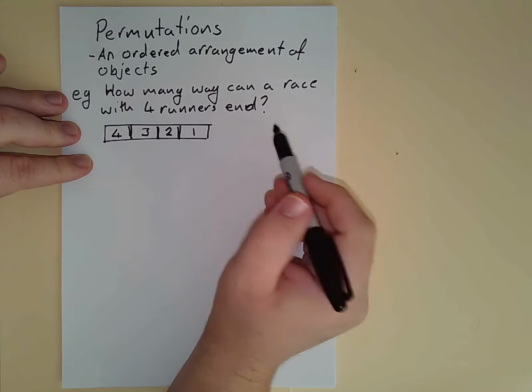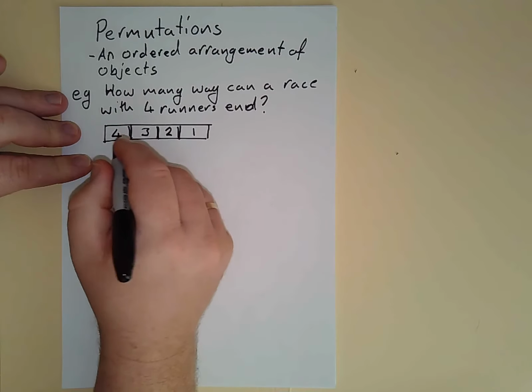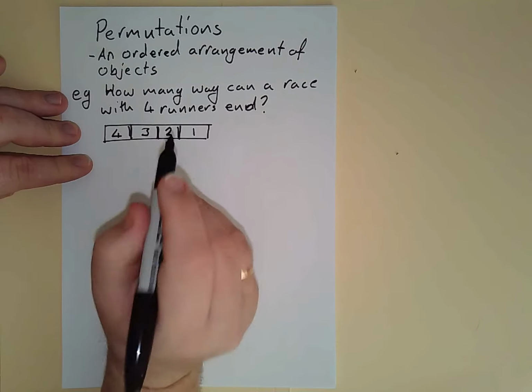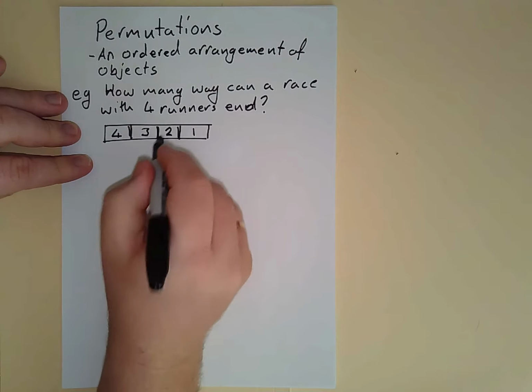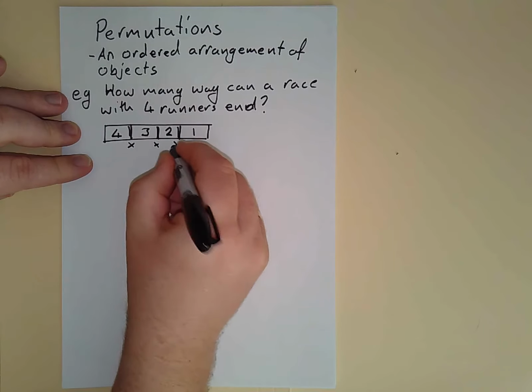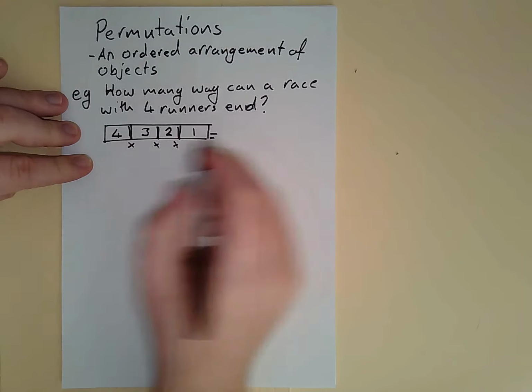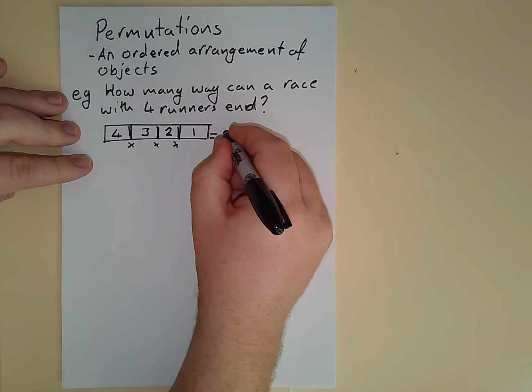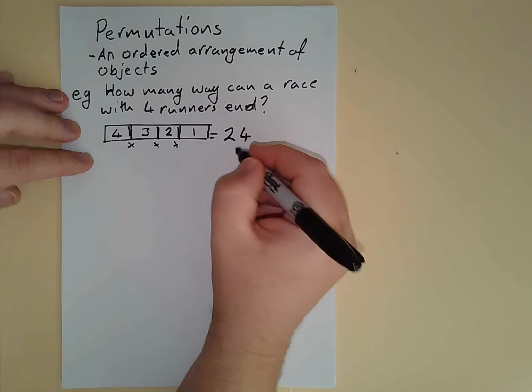So how many ways can the race end? Well, we've got a situation here where it's an and. So we need someone to win and someone to come second and to come third and come fourth. So we need to times all these. And 4 times 3 is 12, times 2 is 24, times 1 is 24.